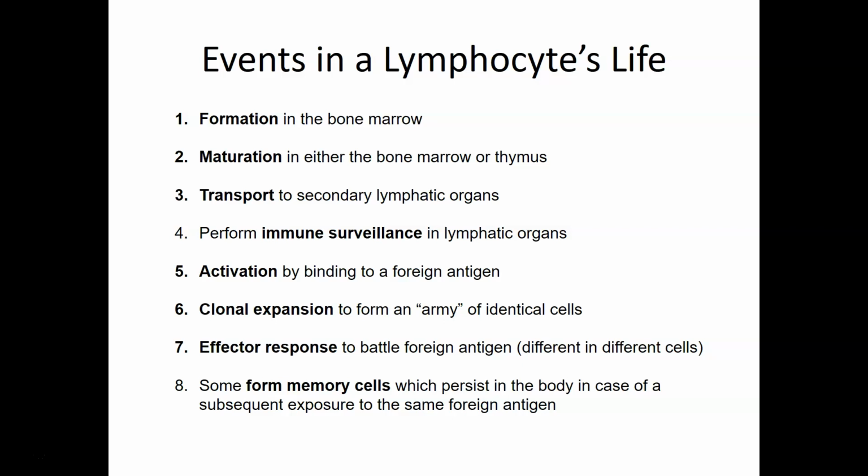Spleen, lymph nodes, MALT, tonsils. In the secondary lymphatic organs and tissues, they carry out immune surveillance. That's their job. If in the process of immune surveillance, a lymphocyte binds to a foreign antigen, that causes activation of the lymphocyte. That's the first step in mounting an immune response to this foreign antigen.